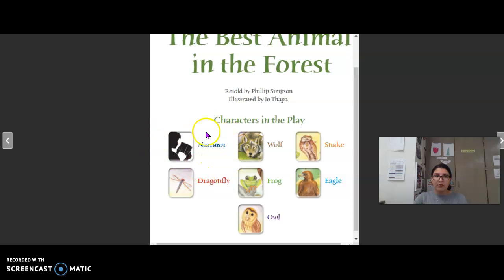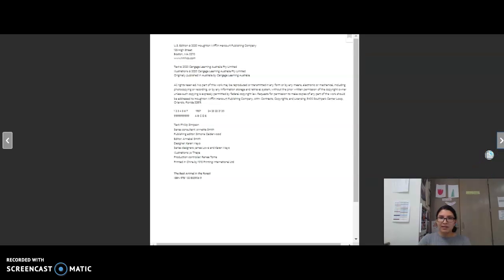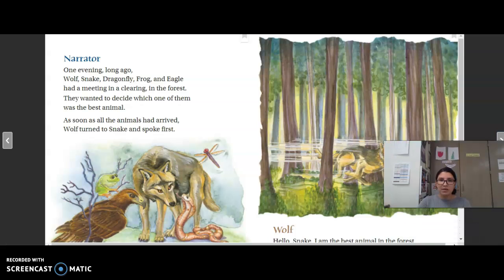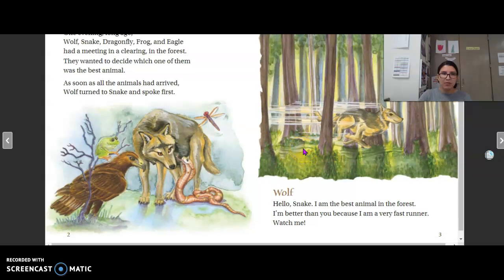And then right here we have a little spot for a narrator, but we know the narrator's not a character in the story. They're just the person that is telling the audience what is going on. They give us an overview. All right. Now that we've gone over the characters, let's begin our drama. So I'm going to do my best to move myself out of the way, kind of in the middle.